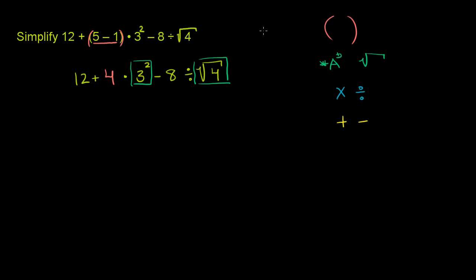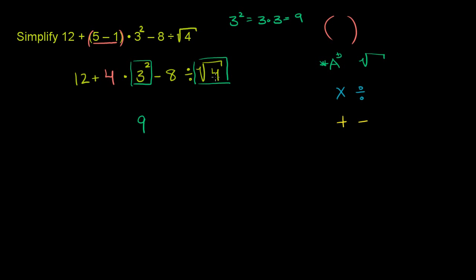So let me write that down just as a review. 3 to the second power is equal to 3 times 3, which is equal to 9. It is not equal to 3 times 2. It's 3 times 3. So 3 squared is 9. So we'll put that 9 there.